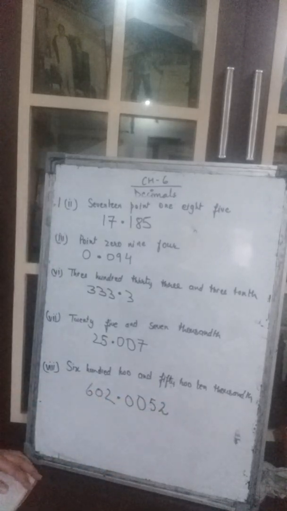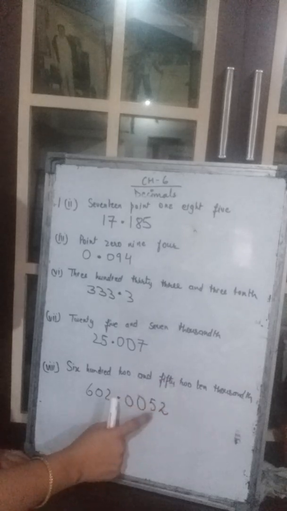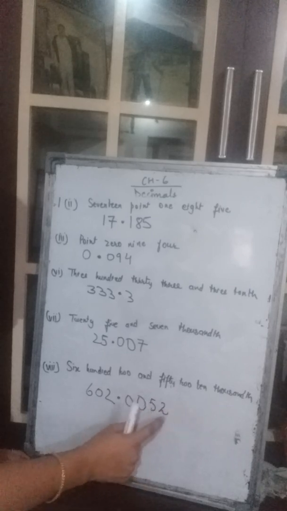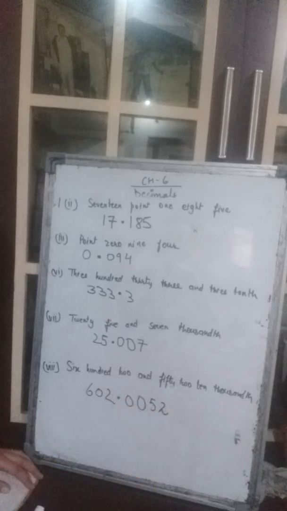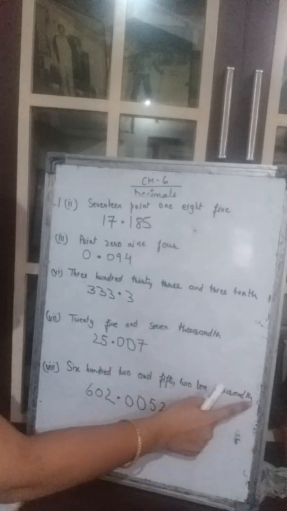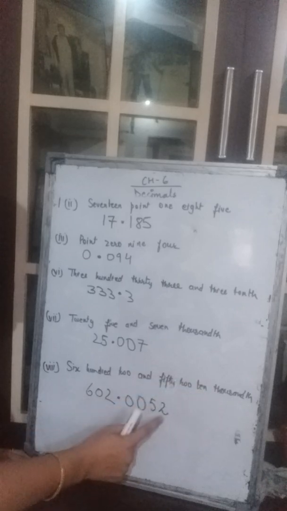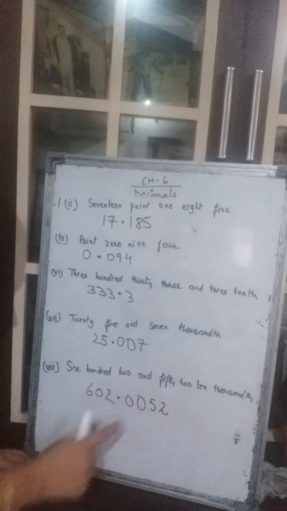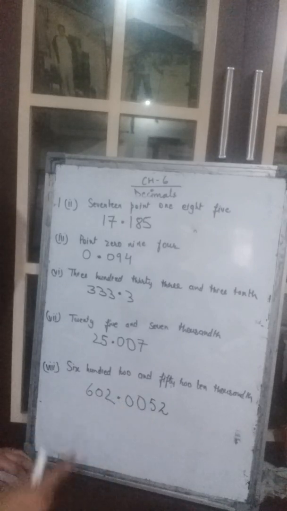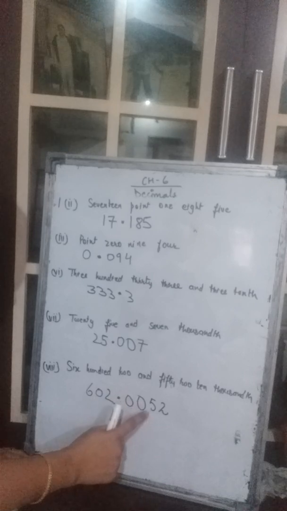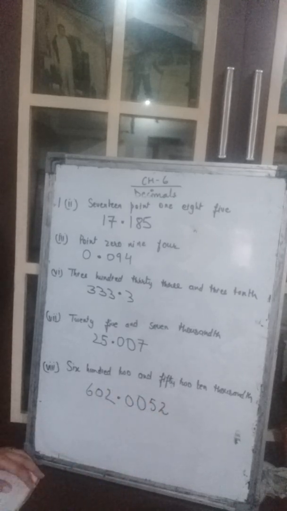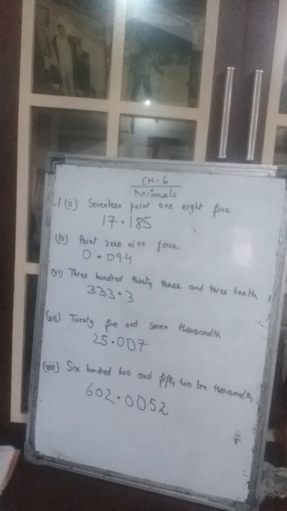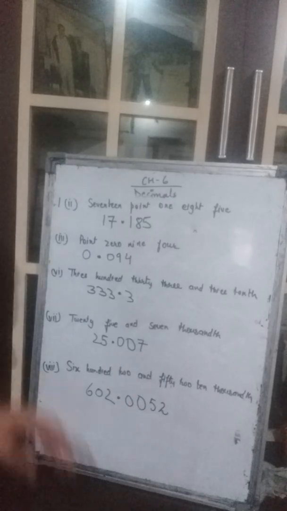Got it? Why? Because if you do not write anything at the 1000th place and you write 52 after that, then it will go beyond 10,000. After 10,000 what comes? Lakh. So it will go further. But we have to complete till 10,000 only. So 5 will come at the 1000th place. Is that clear, girls? So 602.0052. This is how we write it into numbers. The rest of the questions we will do in the next session.